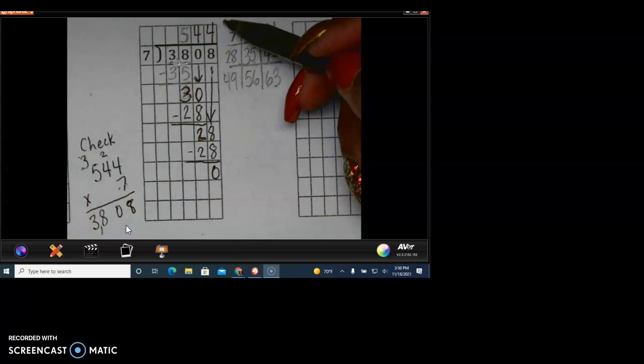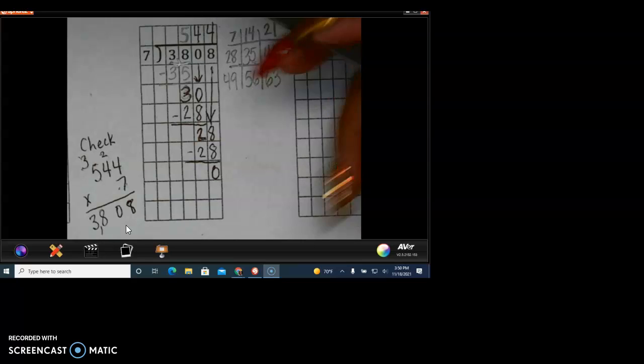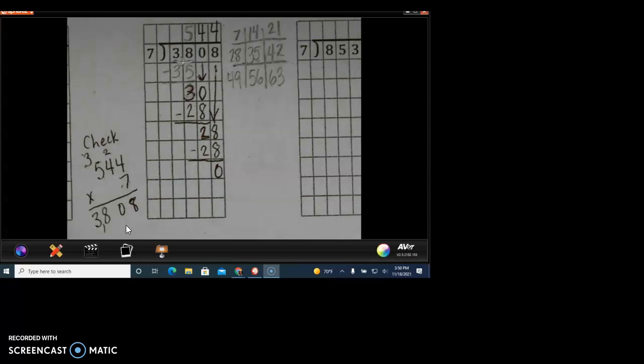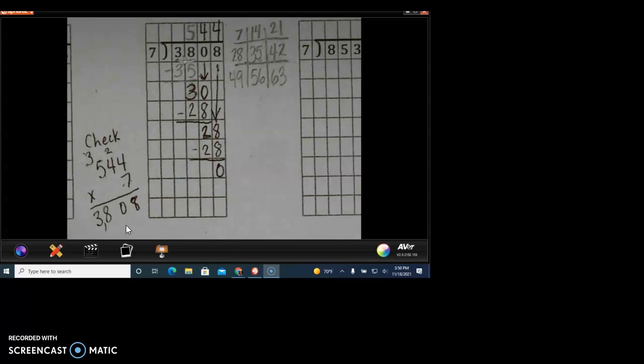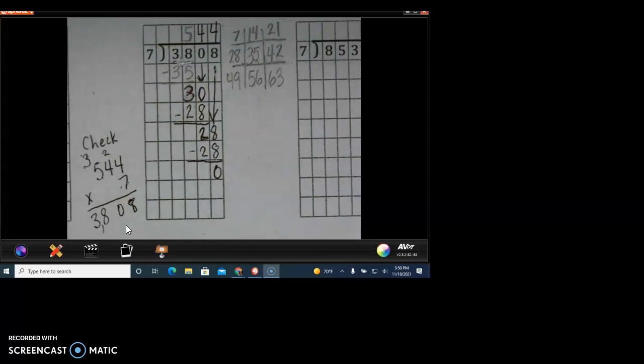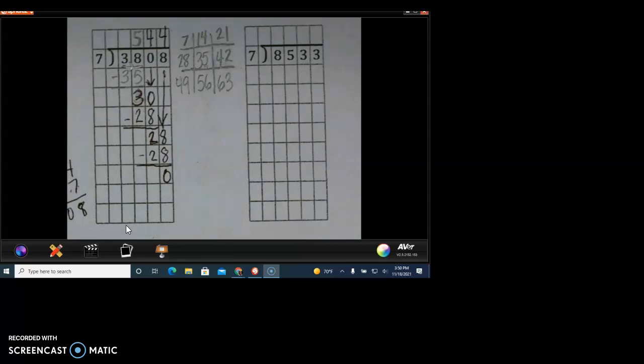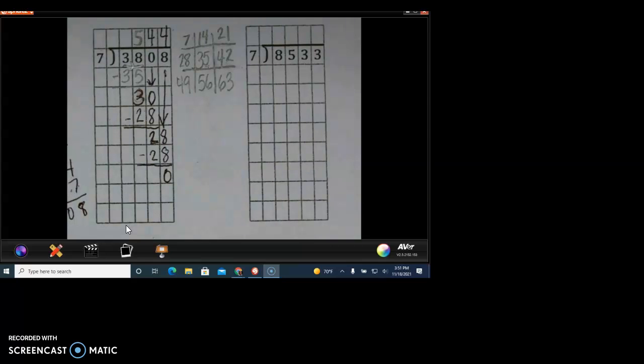So 3,808 divided by 7 is 544. If you need to rewatch that process, please just rewind the video. You can also adjust the playback speed by going to the gear icon under the video there and adjusting the speed from normal and maybe taking it down to 0.75 or 0.5. All right.